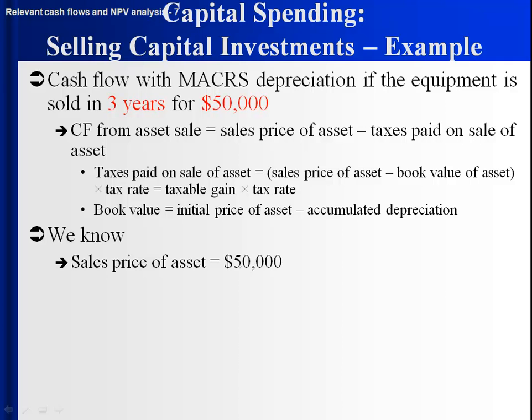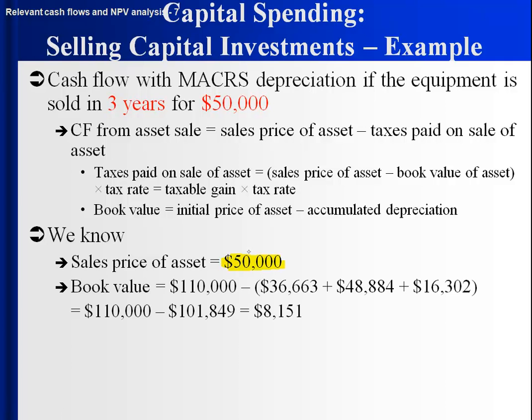So we sell it for 50. What was it worth? Well, we paid 110. Depreciation in year 1 is 0.3333 times 110. Year 2 is 0.4444 times 110. And year 3 is 0.1482 times 110. So over the first 3 years, $101,849 in depreciation is expected to be taken.